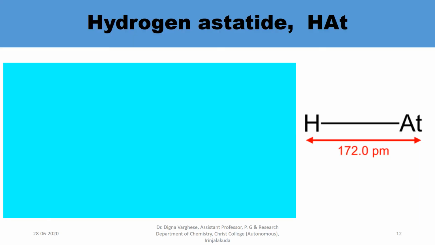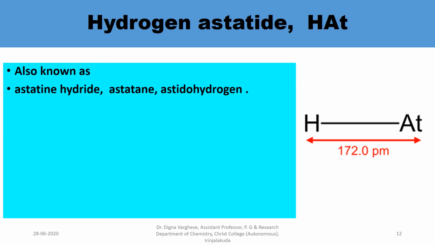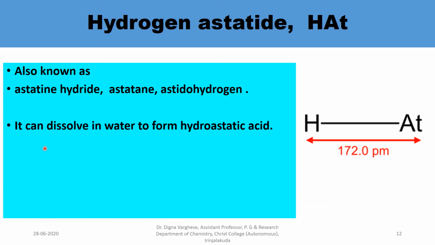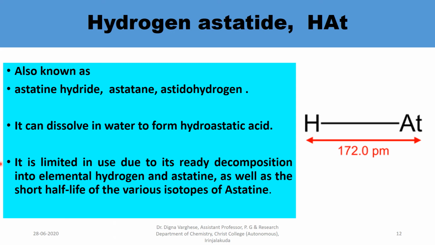Hydrogen astatide, which is also known as astatine hydride, astatane, or astatidohydrogen. It can dissolve in water to form hydroastatic acid. It is limited in use due to its ready decomposition into elemental hydrogen and astatine, that is, hydrogen astatide decomposes into hydrogen and astatine.